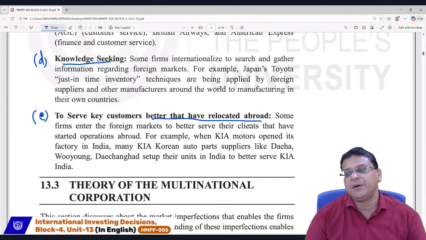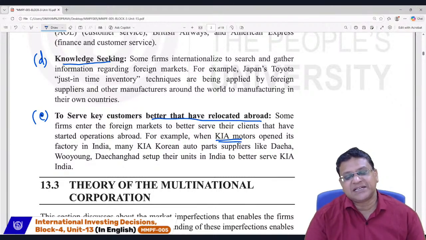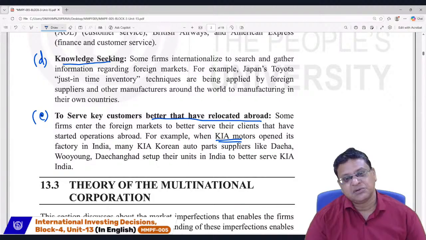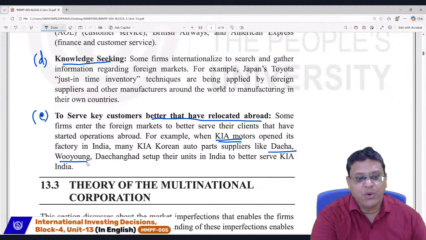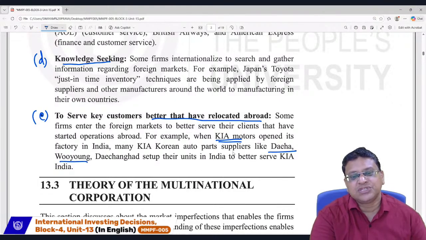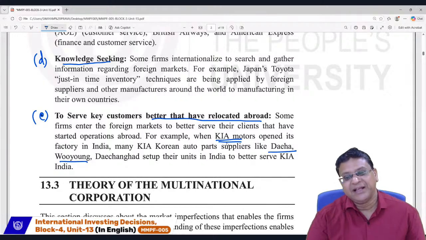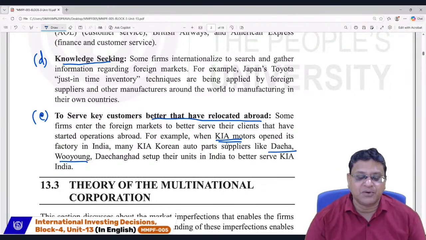Let's take an example. Kia Motors is a company. It started its operations in India. That means it started its manufacturing base in India. There are many raw material suppliers to Kia Motors, the spare part suppliers like Dahia, Uyong. These are the companies which supply raw materials or ancillary products to Kia Motors. When Kia Motors shifted to India, these companies also shifted their production base to India so that they serve their customer, that is Kia Motors, better.